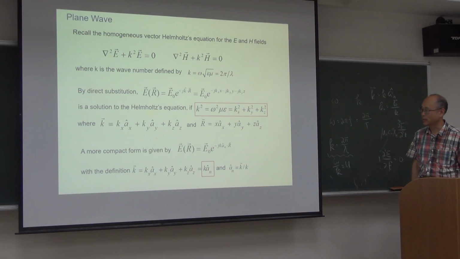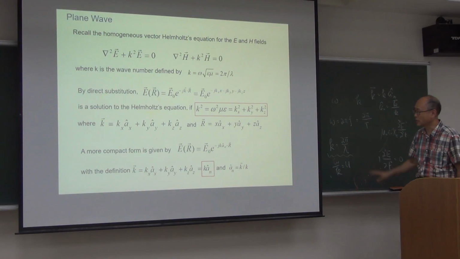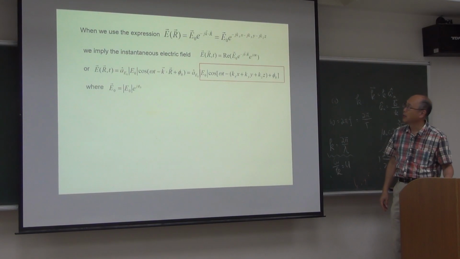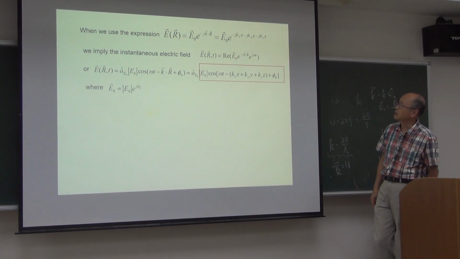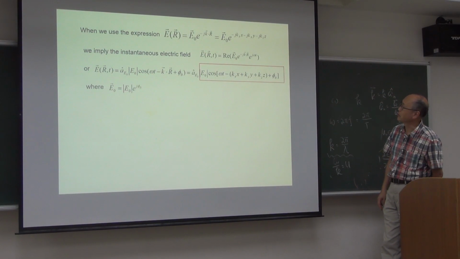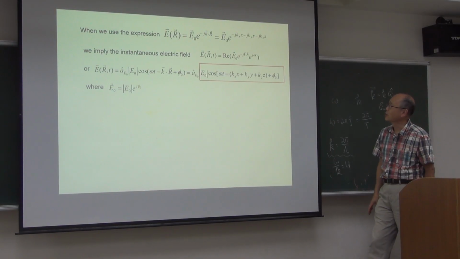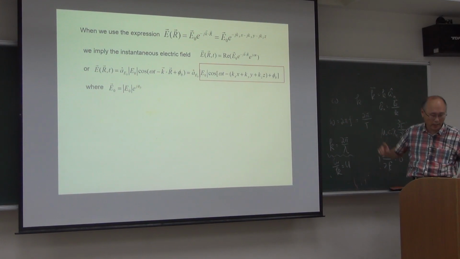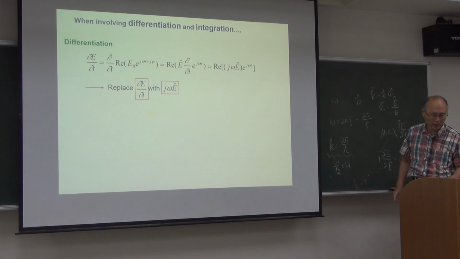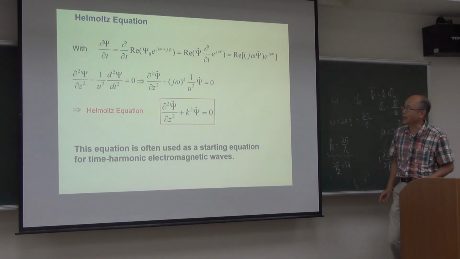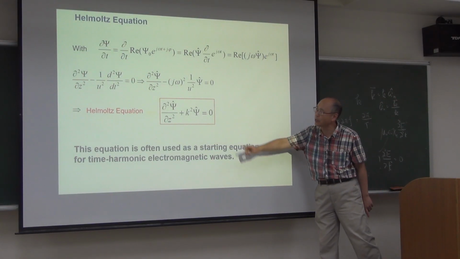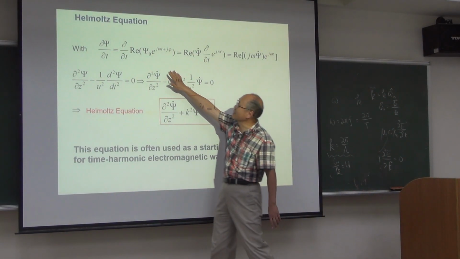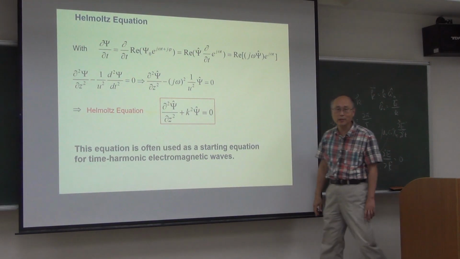Okay? Any questions? No? So this is the compact form. I repeat it here. All right, so we use this expression. The reason we can do this calculation is that we start from the Helmholtz equation. But always remember that when you start from the Helmholtz equation, it is already understood that the field is going to be a harmonic field.